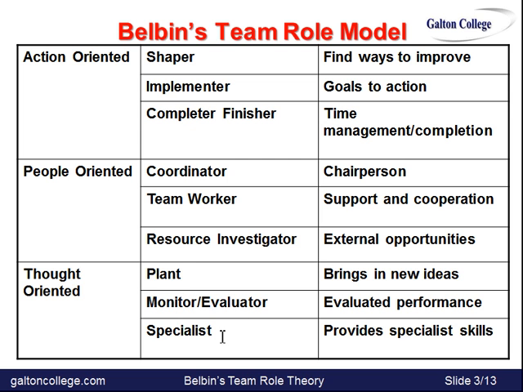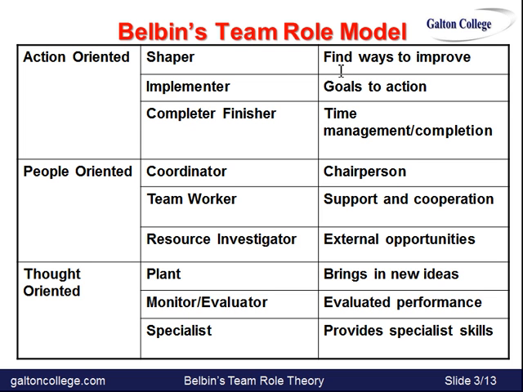Monitor evaluator, and specialist. Now, you can see there are 9: there's 3 action, people, and thought oriented, so 3 sections there, and they're further divided into shaper, implementer, completer finisher, coordinator, etc. So there are 3 in each of them. So there's 3, 6, 9. And these are the 9 team roles that we talked about in the previous slide.